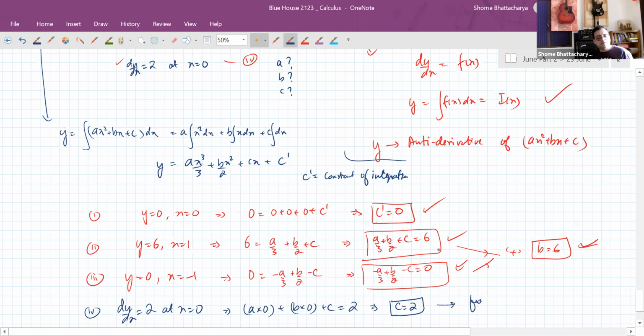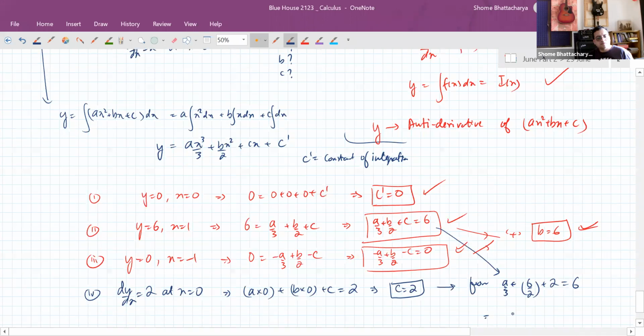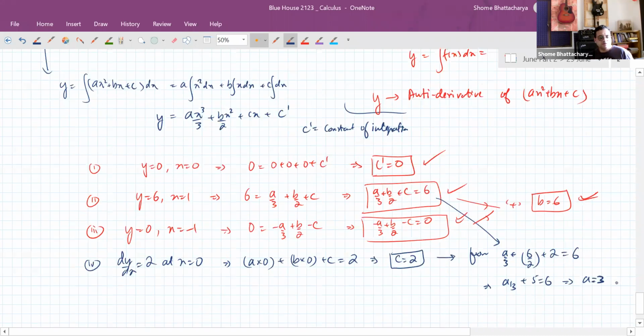So from this equation we can see that a by 3 plus b by 2 plus c is equal to 6. So a by 3 plus 5 is equal to 6. That means a is equal to 3. Okay. So now we got all the values. So a is equal to 3, b is equal to 6, c is equal to 2, and c prime is 0.